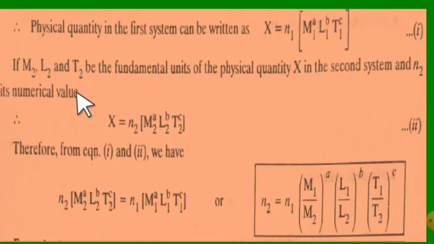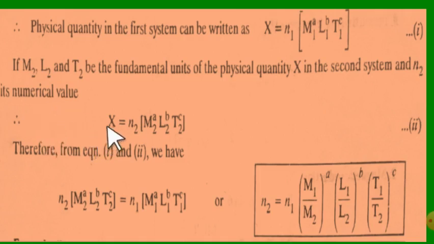Now we will express this in another system of units. So M2, L2, T2 are the fundamental units of that particular physical quantity x in the second system of units. Let's take this second system, for example, as the CGS unit. In that example of 1 Newton to dyne, Newton is the SI unit and dyne is the CGS unit. So 1 Newton is the 1 coming up here, and we need to find the numerical value in the other system, n2.